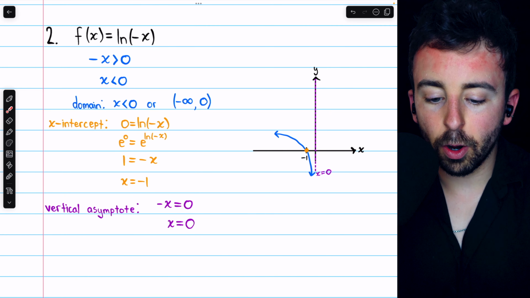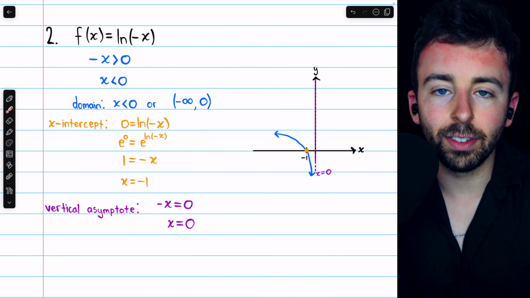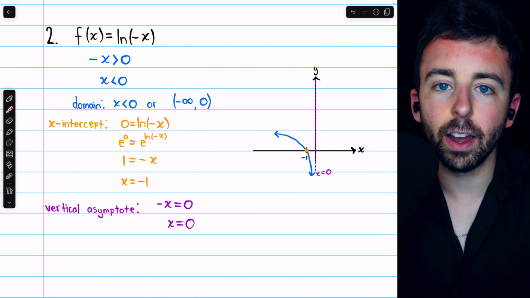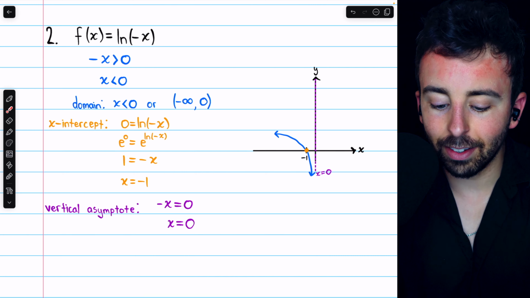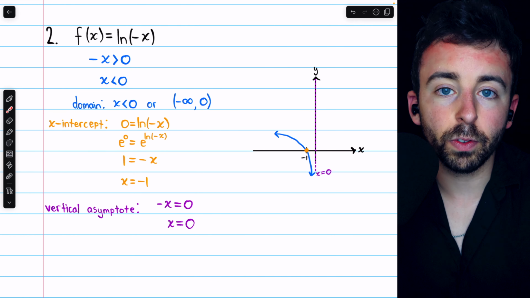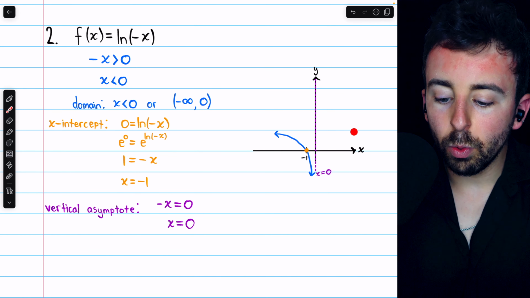Finally, the vertical asymptote, we already said that's when x is equal to 0. That's the boundary, so to speak, of the domain. But you could also find it by taking the argument, negative x, and setting it equal to 0, which of course implies x equals 0. We then get this sketch.